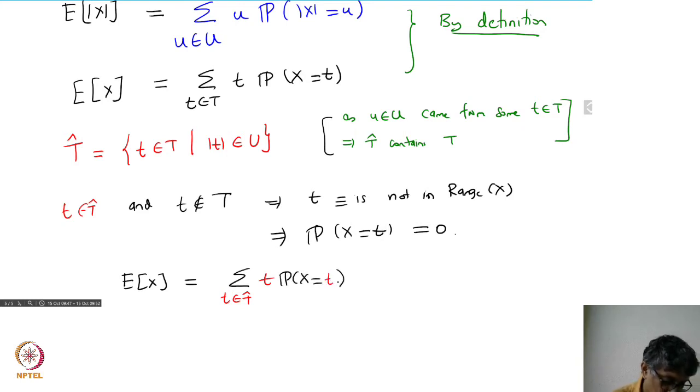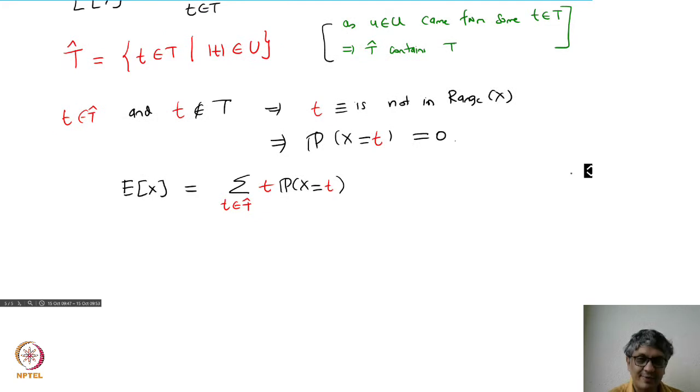So there's two observations you can make. Let me rewrite this in red. This t is always in red. If t is in t and not in t hat, not t is in t hat, not in t, this is simple. So E of x can be extended to t hat in this fashion because the rest are all zeros.